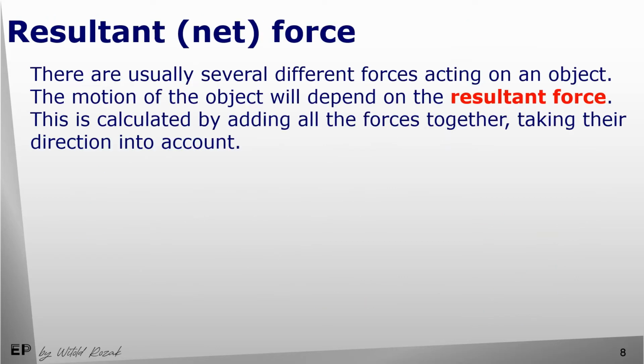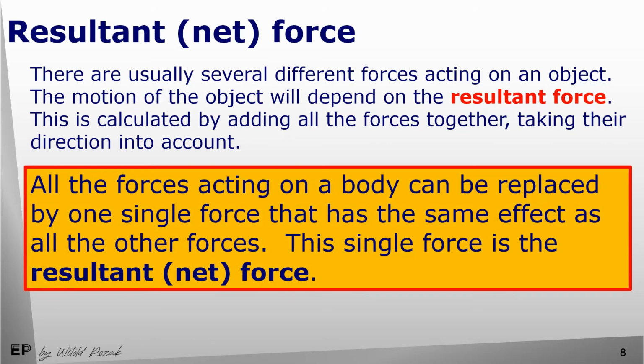So far, to keep things simple, we have discussed only one force acting on an object. In reality, there are usually many forces acting on a single object, but all those forces can be replaced by just one force called the resultant force. The resultant force is a sum of all vector forces acting on the body. We can define the resultant force in the following way. All the forces acting on the body can be replaced by one single force that has the same effect as all the other forces. This single force is the resultant or net force.